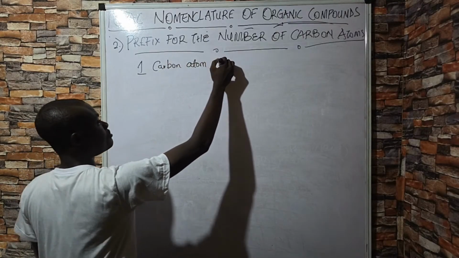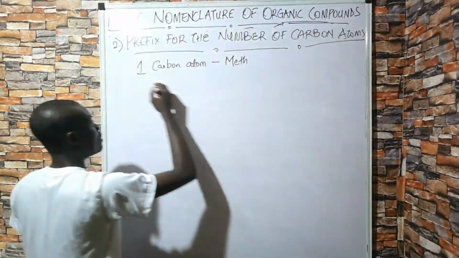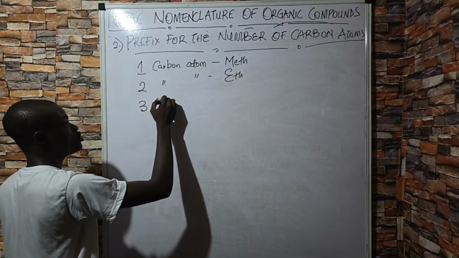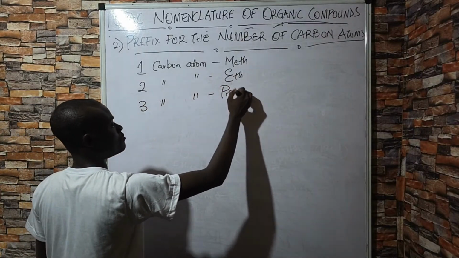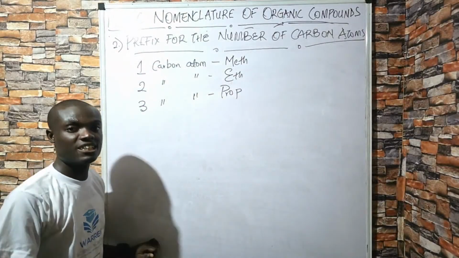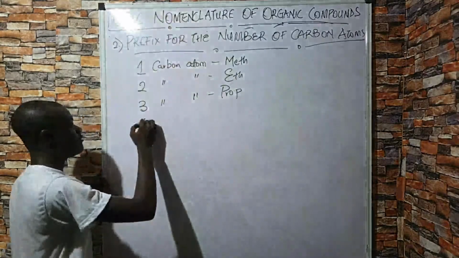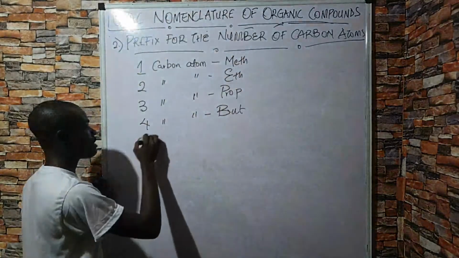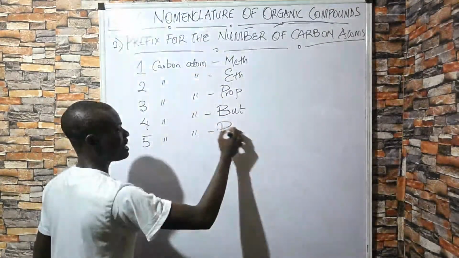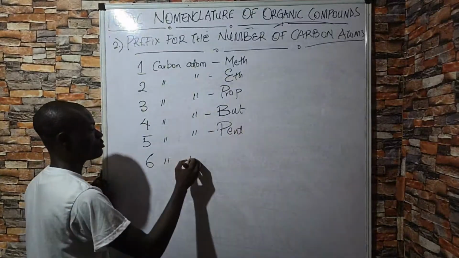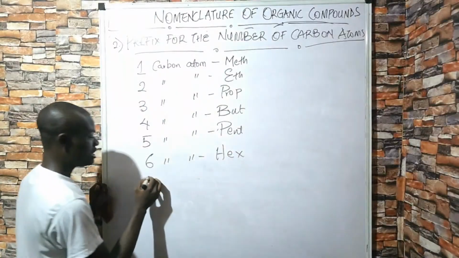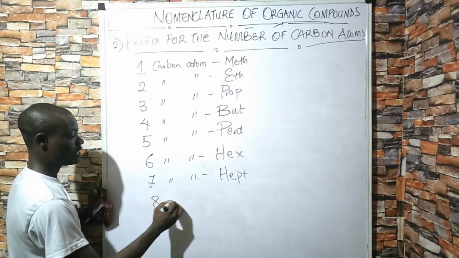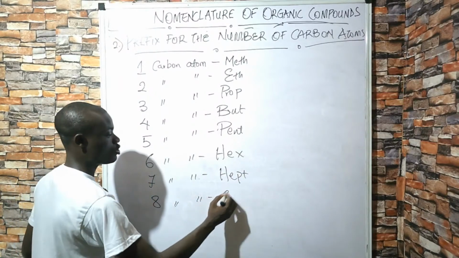For 1 carbon atom, we use the prefix meth, M-E-T-H. Then for a 2 carbon atom, we use the prefix called what? Eth. For a 3 carbon atom, we use the prefix called prop. That's why you get things like propane, because it contains 3 carbon atoms. Then for a 4 carbon atom, we use the prefix called but. For a 5 carbon atom, pent. For a 6 carbon atom, hex. For a 7 carbon atom, hept. Then for an 8 carbon atom, we use the prefix called oct.